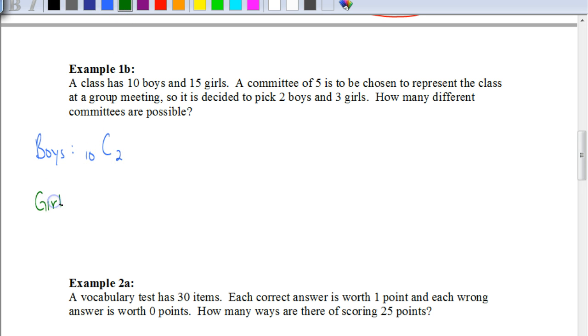And for the girls, there are 15 girls to choose from, and you're going to be selecting 3 of them. So once you work this one out, and figure out the total number of combinations for the boys and the total number of combinations for the girls, multiply those 2 answers together to get the total number of different committees that would be possible. So why don't you pause the video and hit play when you're ready to check to see if you have the correct answer.